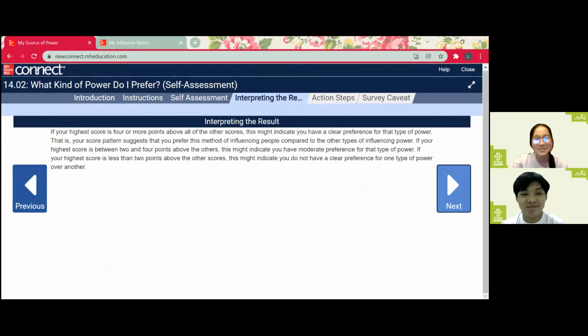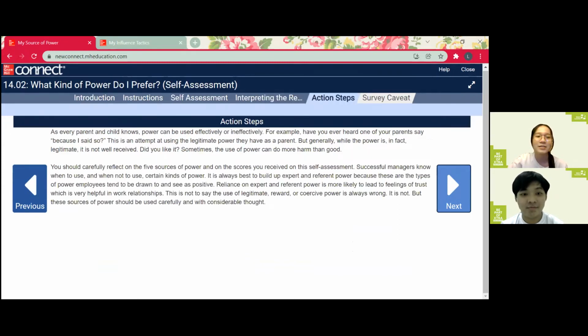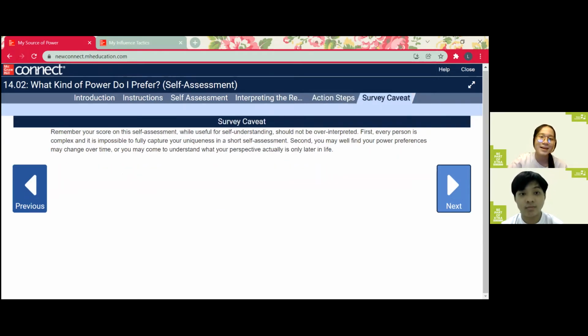Interpreting this, the action steps say that I should carefully reflect on the five sources of power and the scores that I receive on the self-assessment. It says that successful managers know when to use and when not to use a certain kind of power. Expert and reference power are more likely to lead to feelings of trust. They also talk about the type of power that you belong to. All right, so now moving on to our next activity, and James will be taking over.